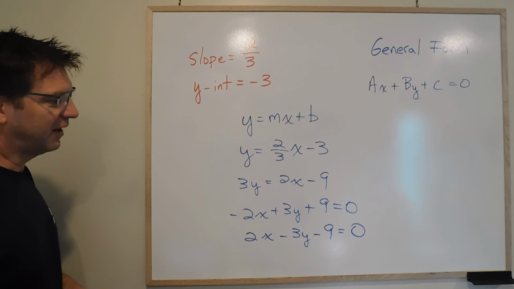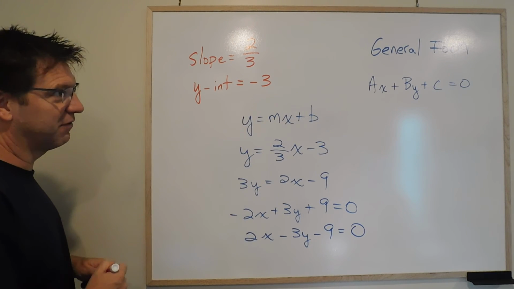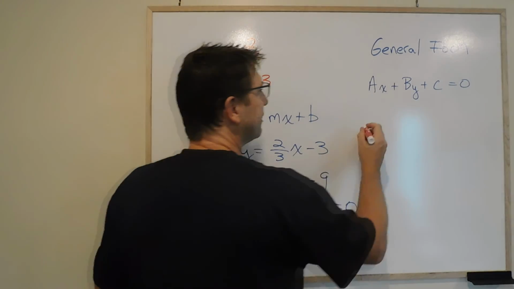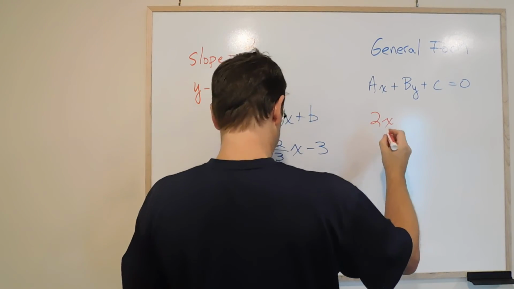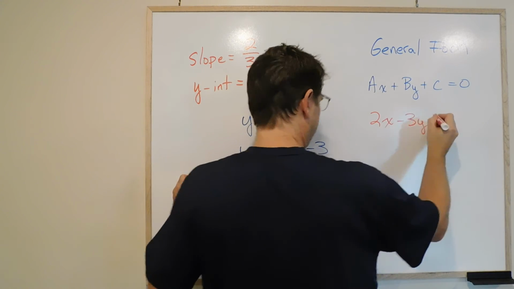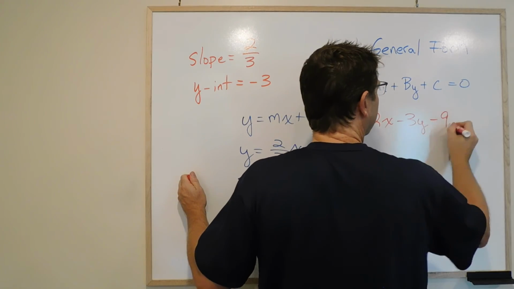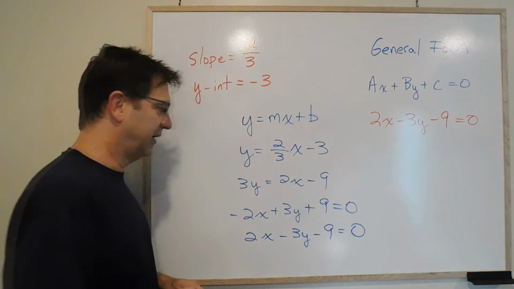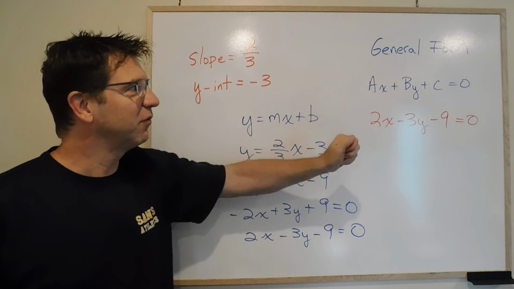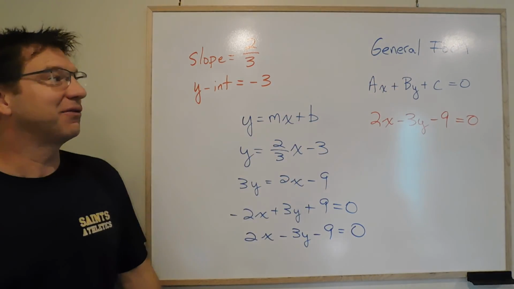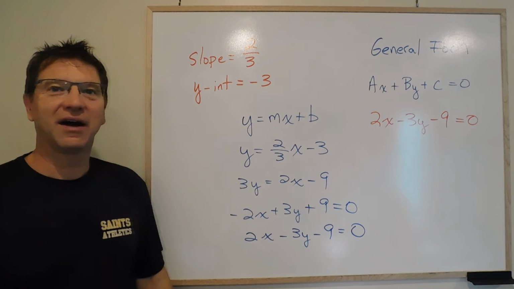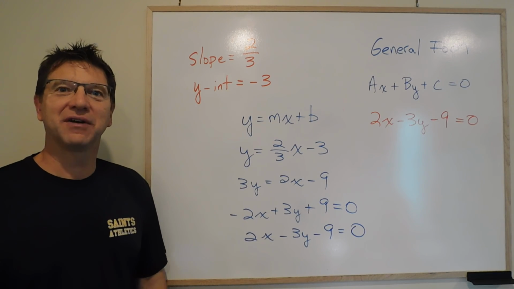Okay, so now we've truly put it in that general form. Now I'll write it over here. 2x minus 3y minus 9 equals 0. Right? And we can see that the a value would be 2, the b value would be -3, the c value would be -9, and we've answered the question. We've written it in general form.